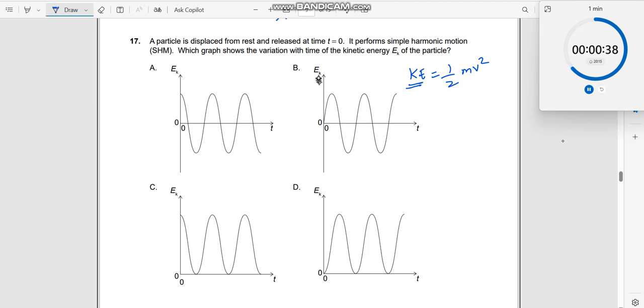Look at this graph here. Kinetic energy versus time. Kinetic energy becomes negative. Wrong. And then look at this also. Here also it is incorrect. Right? Now the next one. It can be either of them because kinetic energy is positive over here. Now which one is correct?